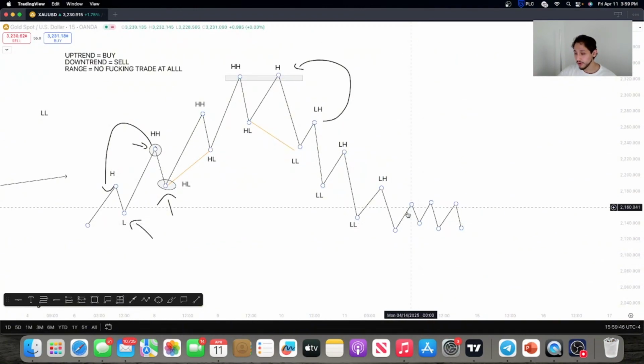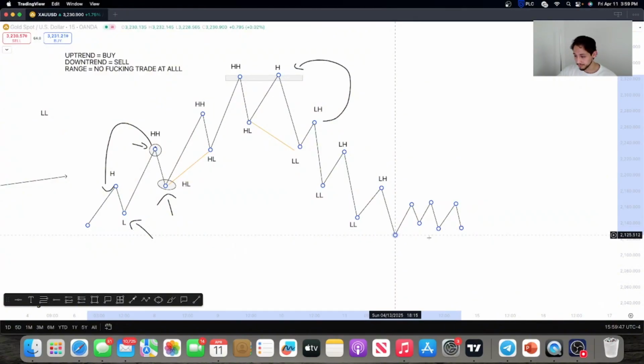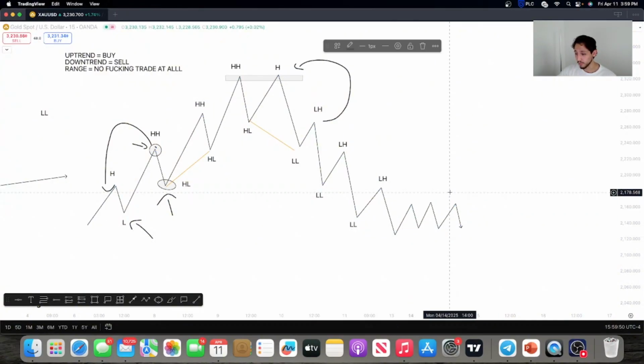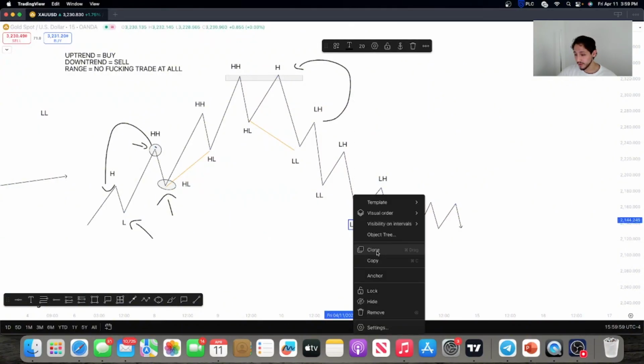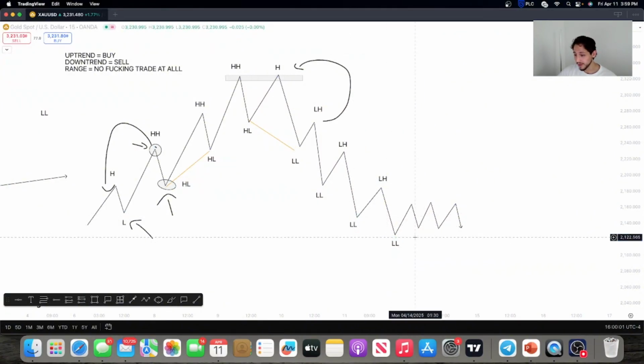Now, we're entering this range right over here. What is this going to be? This is going to be a little bit of a tricky question, but what is this going to be? A lower low, a low, or a lower high? This point over here is still going to be considered a lower low. Why? Because this low is still lower than the other one. You guys can see the pattern. It's still lower than the previous one.